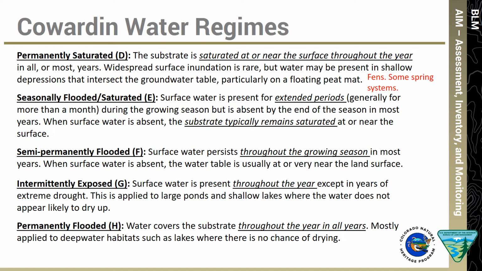Remember, this regime is differentiated from B, or seasonally saturated, because the saturation persists throughout the growing season. The next water regime is E, or seasonally flooded and saturated. For these wetlands, the surface water is present for extended periods of time, generally for more than a month, during the growing season, but is absent by the end of the season in most years. When surface water is absent, the substrate typically remains saturated at or near the surface.